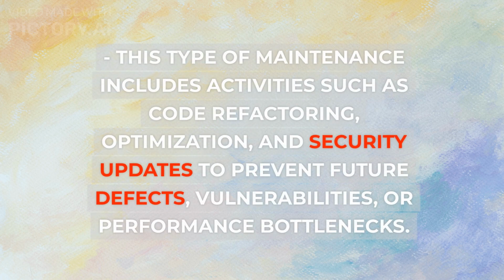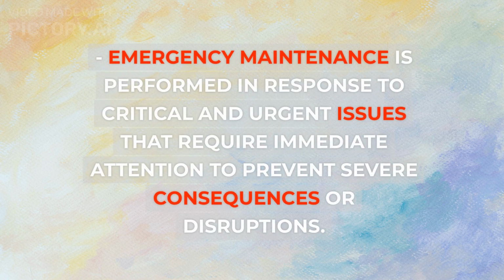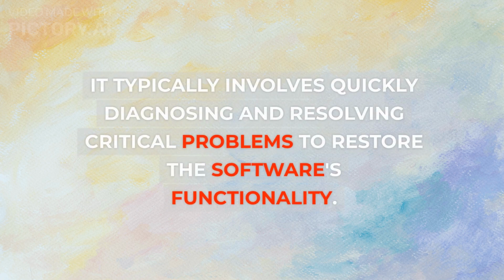This type of maintenance includes activities such as code refactoring, optimization, and security updates to prevent future defects, vulnerabilities, or performance bottlenecks. 5. Emergency maintenance. Emergency maintenance is performed in response to critical and urgent issues that require immediate attention to prevent severe consequences or disruptions. It typically involves quickly diagnosing and resolving critical problems to restore the software's functionality.